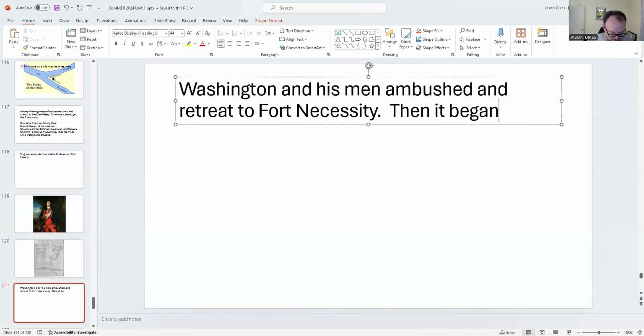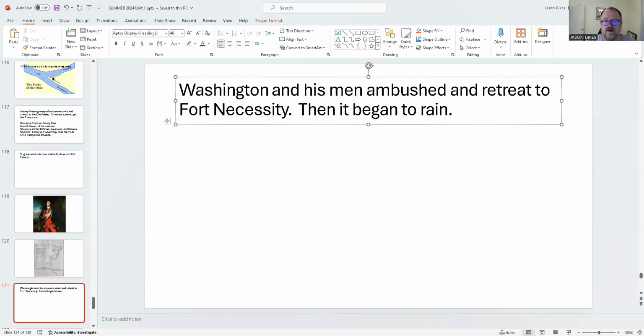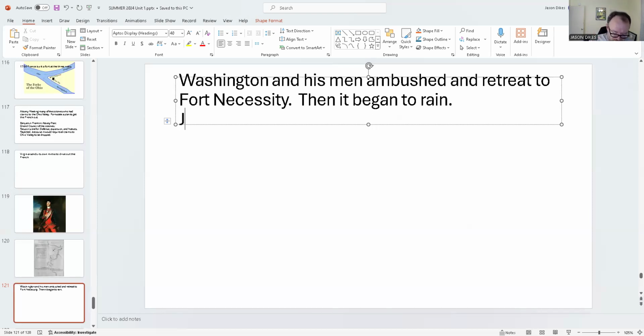Then it began to rain. And the fort was really not in a very good place. So the fort actually began to flood. And so Washington was forced to surrender, and I'm not making this up, on July 4th. And Washington was aware years later of the significance of the date of July 4th in his own life.